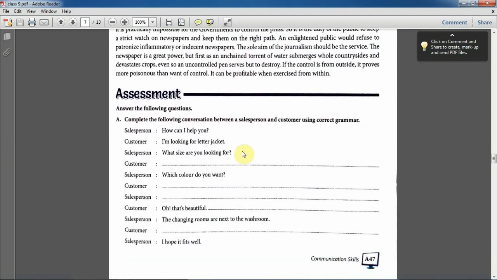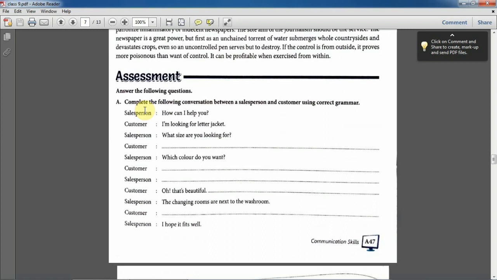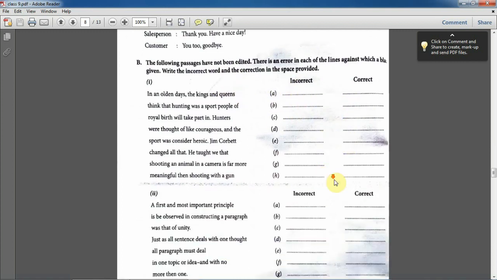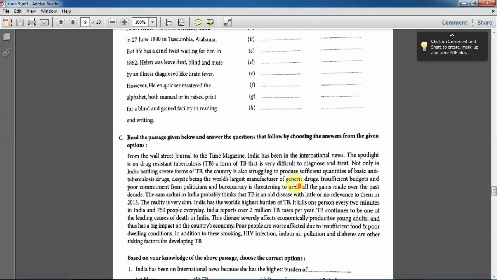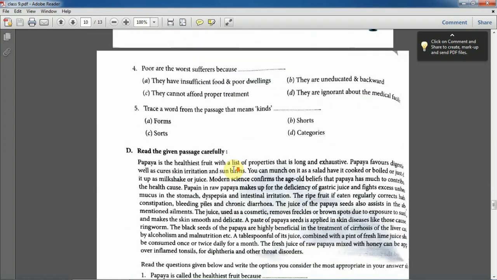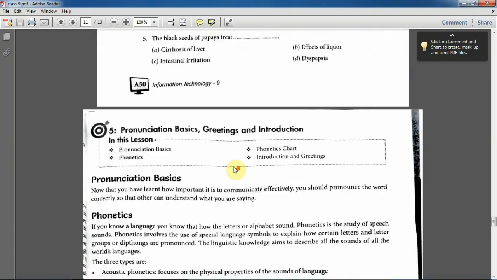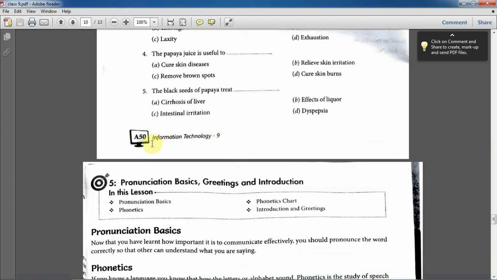So your task now: first, page number 47, complete the following conversation between a salesperson and a customer using correct grammar. Complete it. Then the following passages have not been edited, you have to edit them. Then write the incorrect and the correct one. Then read the passage given below and answer the questions that follow by choosing the answer from the given options. So you have to do this also, till page number 50.